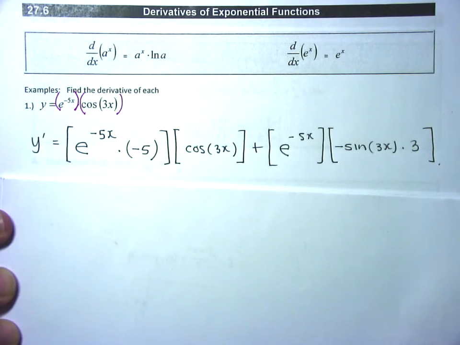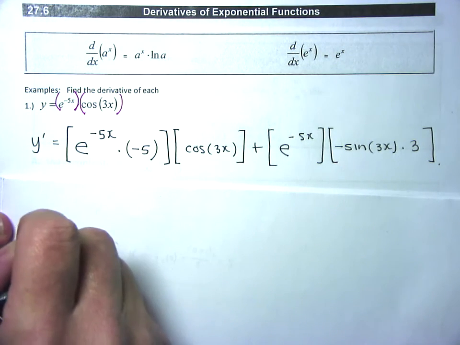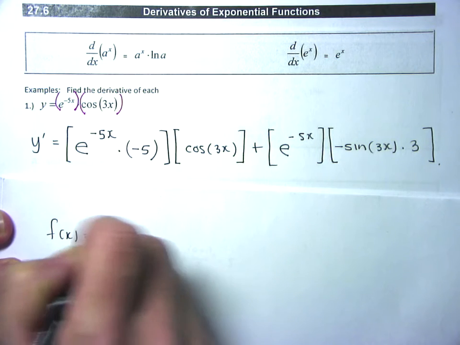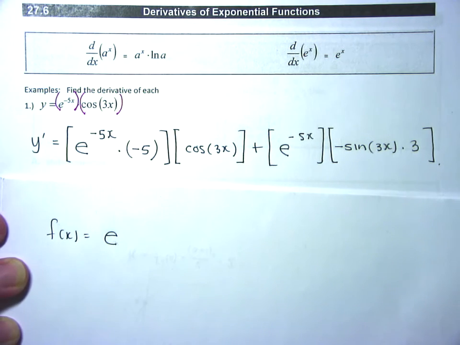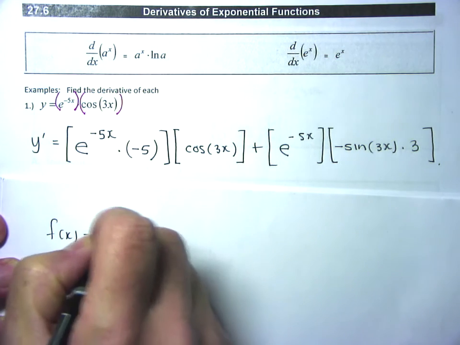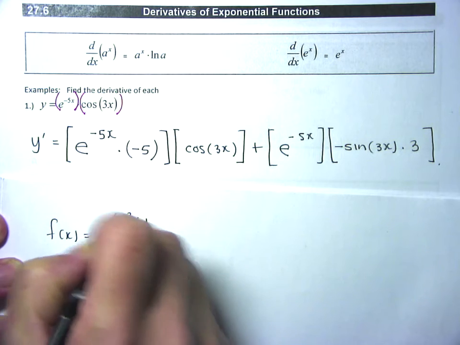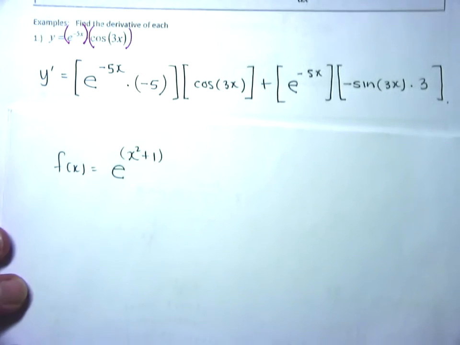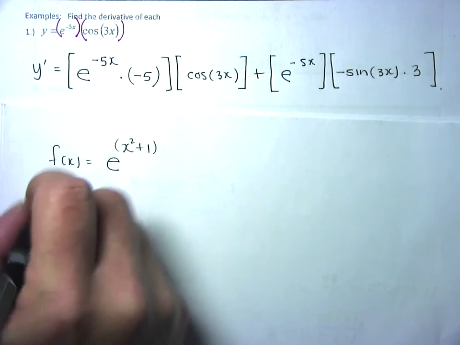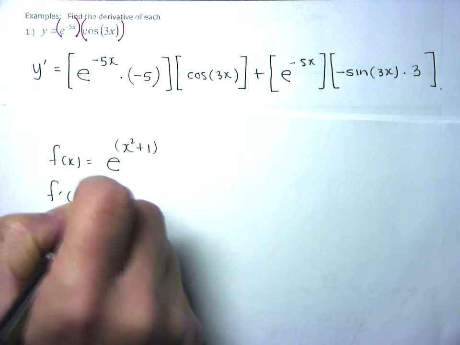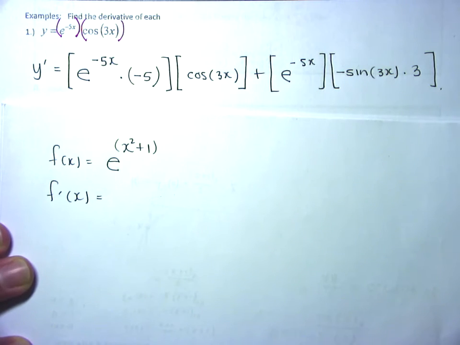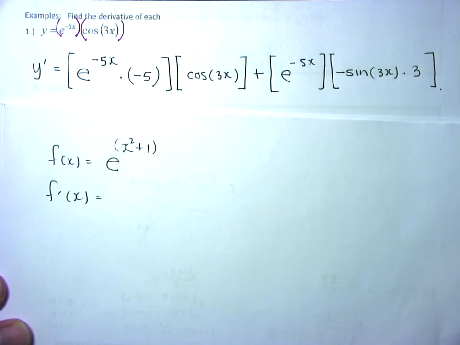Please find for me the derivative of f of x is equal to e raised to the power x squared plus 1. What will the derivative be equal to? All right, so this is a composite function. The outside function is e raised to some power. The inside function is x squared plus 1, right?